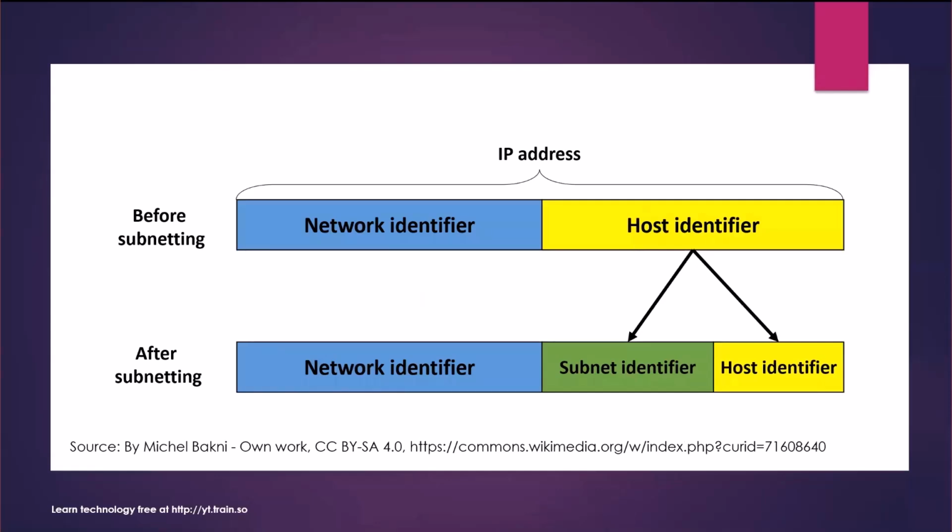A simple diagram. Before subnetting, you have network identifier bits and host identifier bits. With subnetting, you take some more bits from the host identifier part, and the whole network identifier plus subnet identifier part will be the routing prefix now.